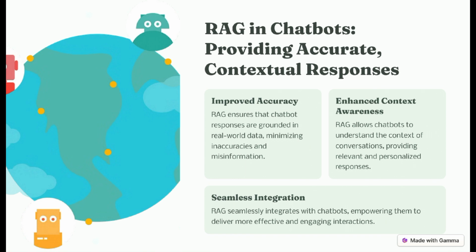RAG is a game changer for chatbots. Here's why. 1. Improved accuracy. Chatbots powered by RAG give accurate, fact-based answers. 2. Enhanced context awareness. They understand the context of the conversation, making interactions more natural. 3. Seamless integration. RAG works smoothly with chatbots, making them smarter and more helpful. Customer service chatbots use RAG to provide accurate answers to your questions, like tracking your orders or explaining a product feature.